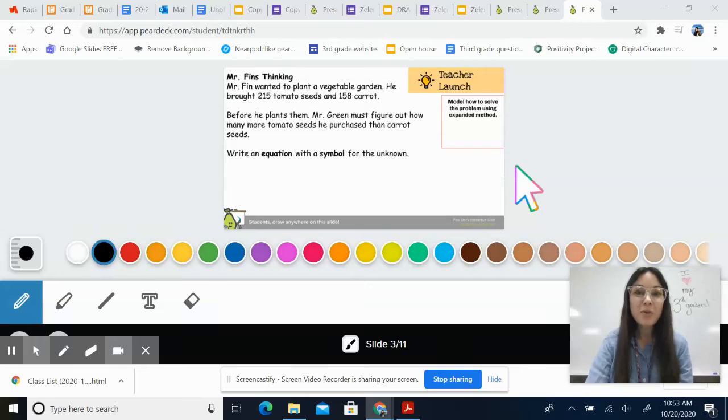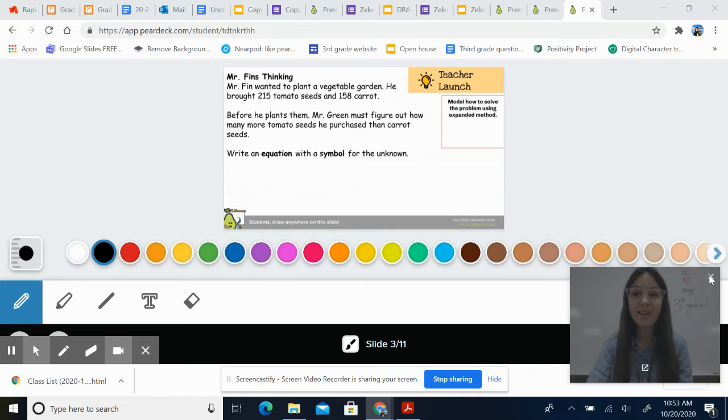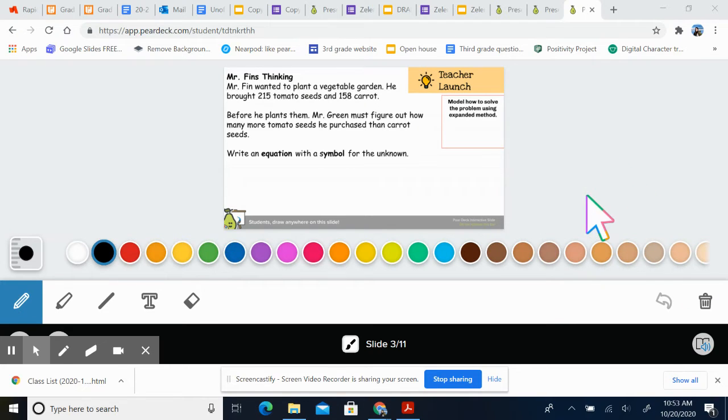Hey friends, we are going to take a look at this word problem and we are going to use expanded form to help with our thinking. Let's take a peek. Mr. Finn's thinking. Mr. Finn wanted to plant a vegetable garden. He brought 215 tomato seeds and 158 carrot seeds to plant. Wow. So he's bringing a lot of seeds to his garden.